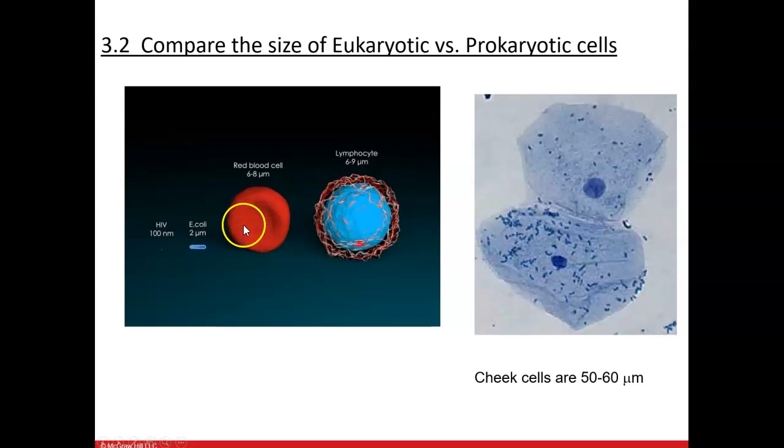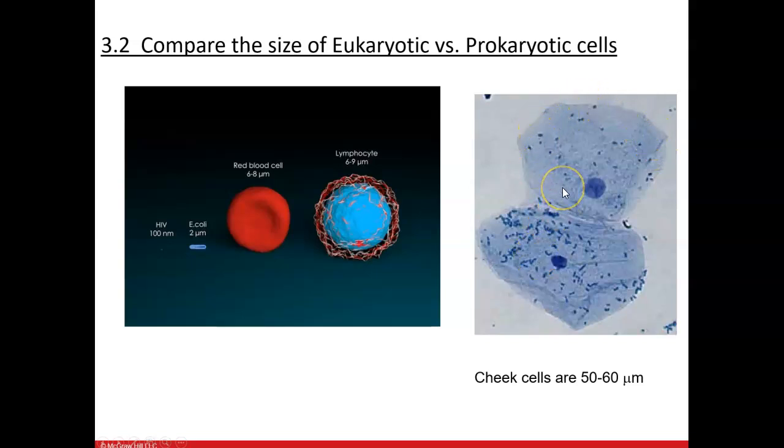Here's a red blood cell and a white blood cell, also called a lymphocyte, compared to an E. coli cell. So you can see that the E. coli is a prokaryote. These are eukaryotes. They're some of our own human cells, and you can see they're substantially larger than the E. coli.